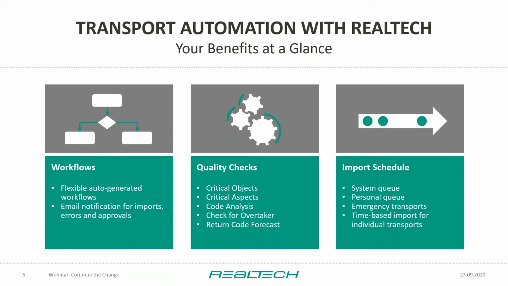Then there are some integrated quality checks, such as checking for critical objects and aspects before the release, collision or overtaker protection during approvals, or the return code forecast as a pre-check for development object completeness before actually importing the transports. Via a central import scheduler, the import jobs can be administrated. So there are different modes available depending on whether it is a regular transport via system queue or a hotfix using the personal queue.